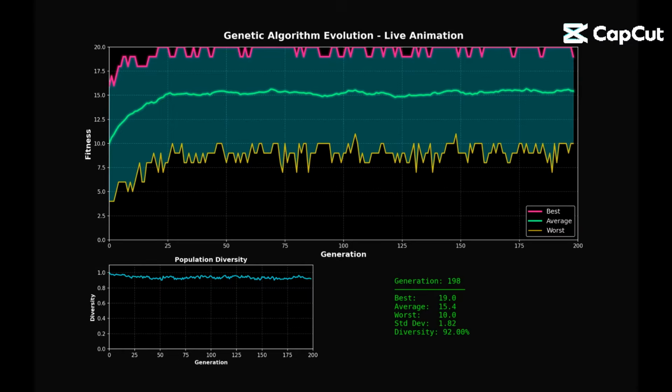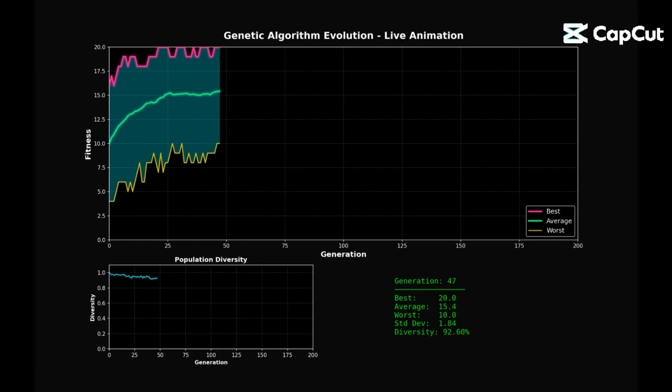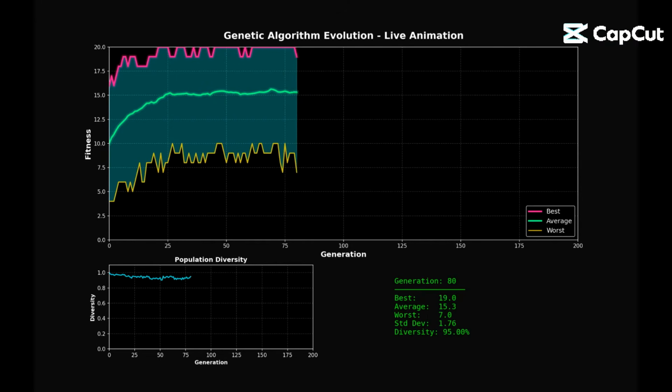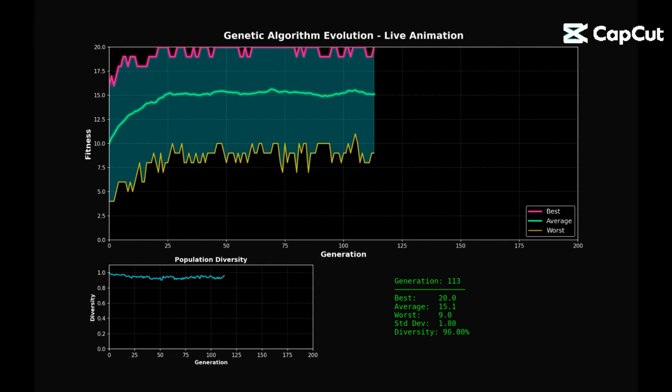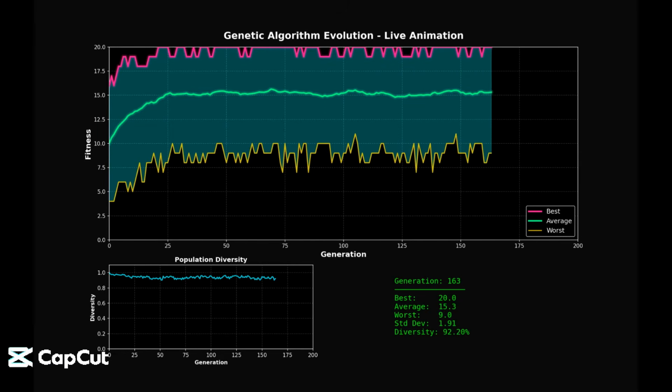The green line is the population average. This is critical because it tells us whether good genes are spreading throughout the entire population or if only a few elites are doing well. Watch how it chases the magenta line, that's genetic material diffusing through crossover. The yellow line shows the worst individual still surviving in the population. Even our weakest members improve over time because they inherit genes from fitter parents.